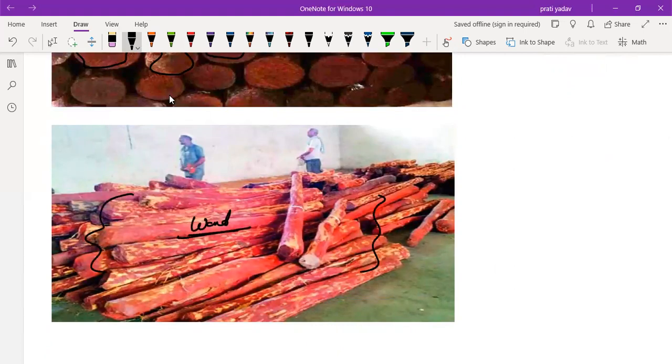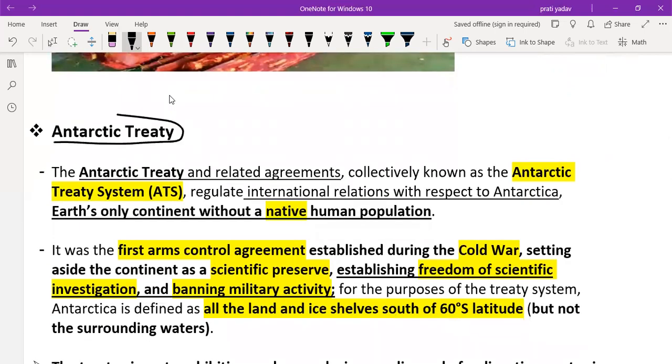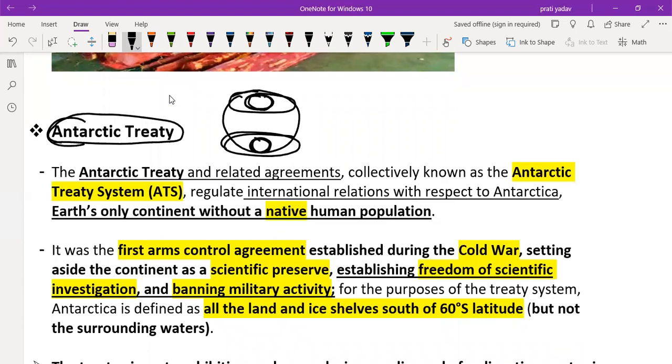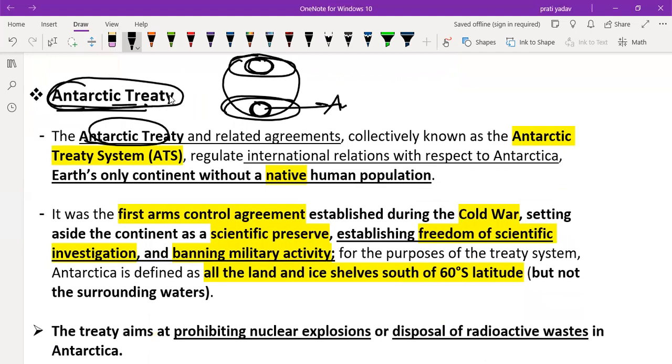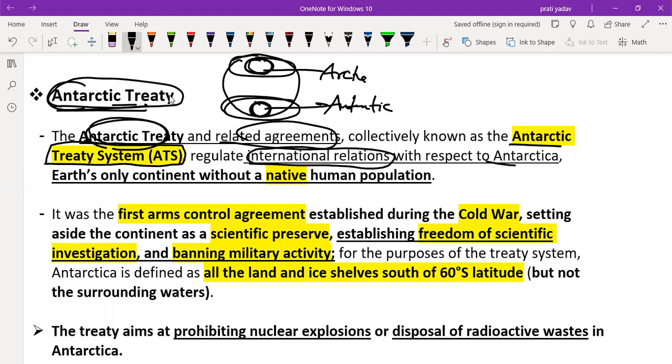Now we are moving on to the third topic called the Antarctic Treaty. Antarctic, we know that Antarctica is located in the South Pole region. I'm sorry, this one is Arctic. The Antarctic Treaty and related agreements, collectively known as the Antarctic Treaty System. So the Antarctic Treaty and other related agreements are called ATS, or Antarctic Treaty System. It regulates international relations with respect to Antarctica. So remember, ATS regulates international relations with respect to Antarctica.